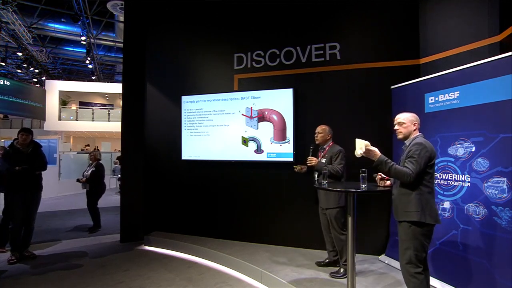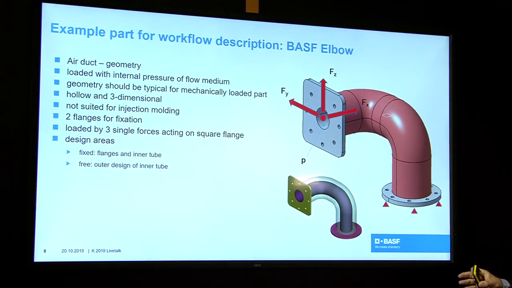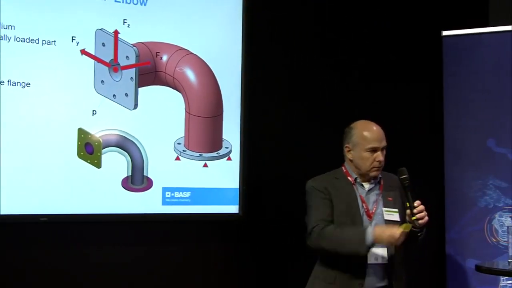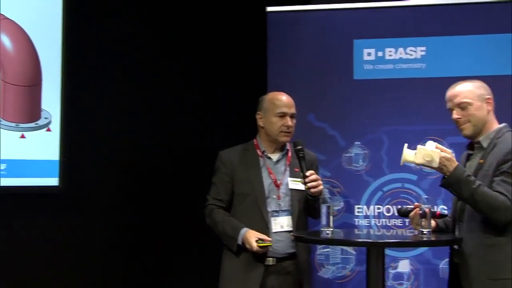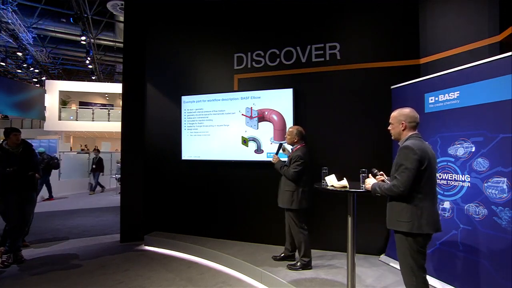I have brought with me an example. This is what we call an elbow. You see this elbow structure has a double bend, so basically every injection molder stays away and says, I don't want to do that part. Richard has it in his hands. And the question here was, if you fix that part on one flange and have some forces on the other flange, how would the best support of the outer structure look like?